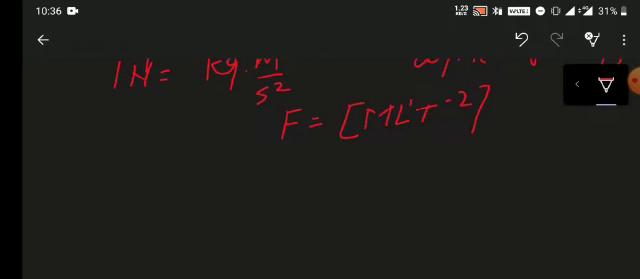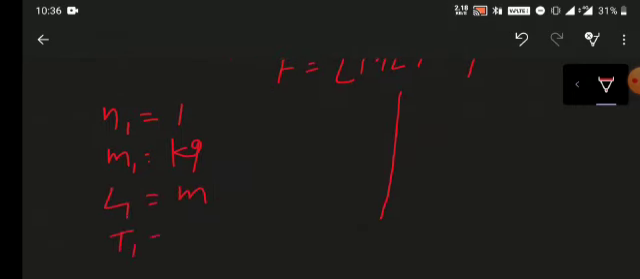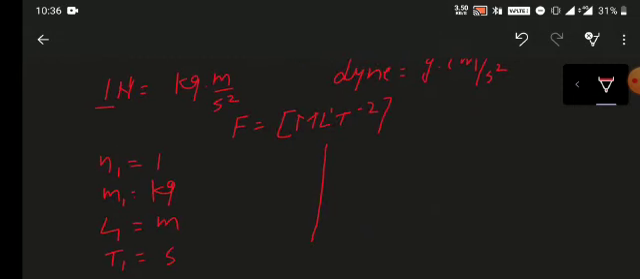Now let's differentiate both of the physical quantity with the table form. We know that here n1 is equal to 1, M1 is in the form of kg, L1 is in the form of meter, and T1 is in the form of second. And here in the dyne form, N2 is not given. You have to find the N2. But another term like M2 is given. M2 is given in the form of gram, L2 given in the form of centimeter, and time T2 is the form of second.